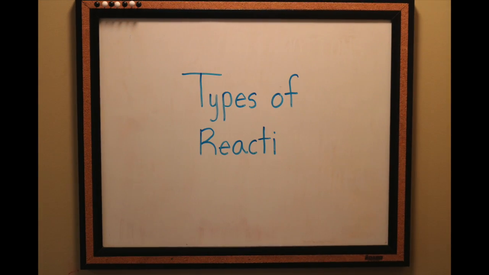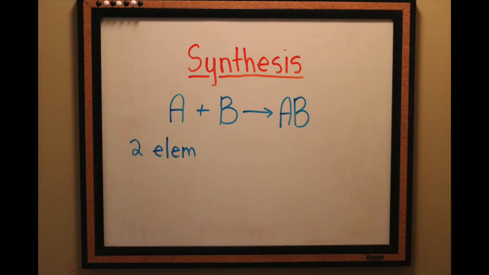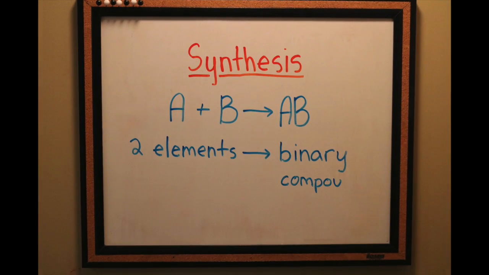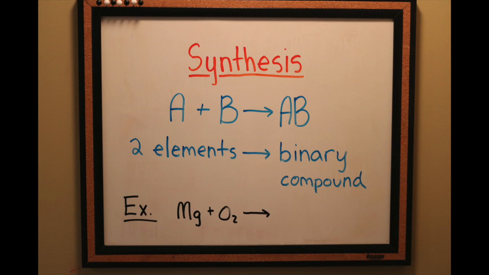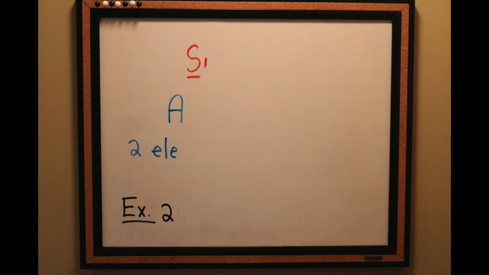Next topic is types of reactions. Synthesis. A plus B yields AB. 2 elements make a compound. An example is Mg plus O2 yields MgO. Then you balance. There are 2 oxygens, so you put a 2 in front of MgO. Now there are 2 magnesiums, so you put a 2 in front of Mg.